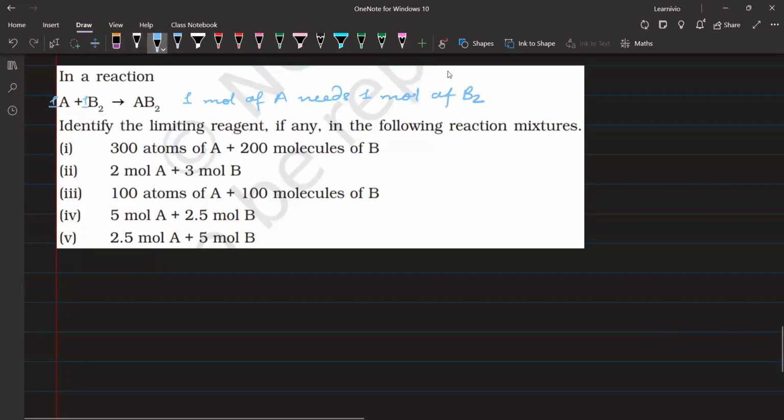अब यहाँ पे they are asking: identify the limiting reagent, if any, in the following reaction. Limiting reagent identify करना. ठीक है, so we have here 300 atoms of A and 200 molecules of B. ध्यान से सुनिए, and then answer me.